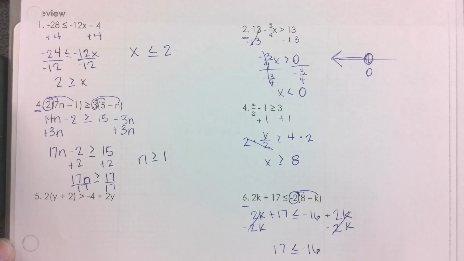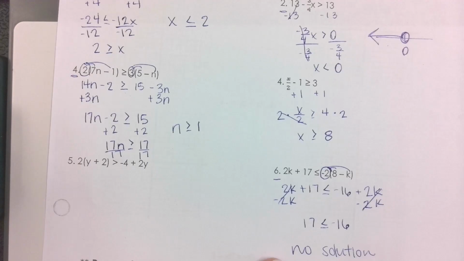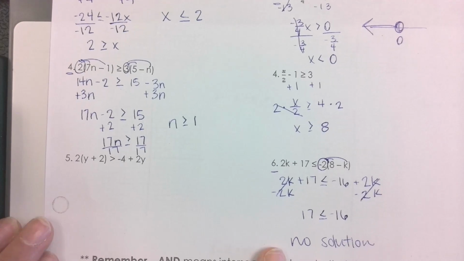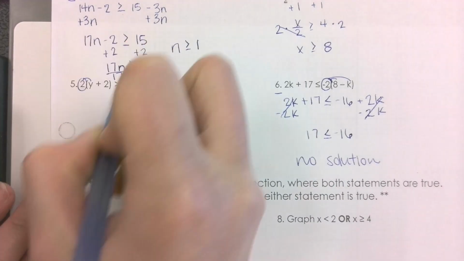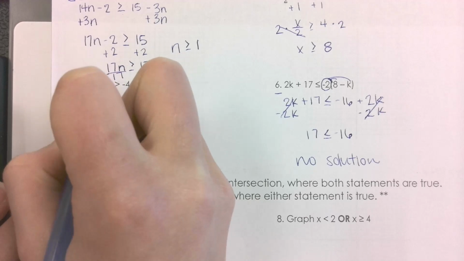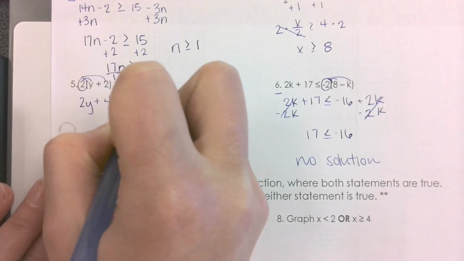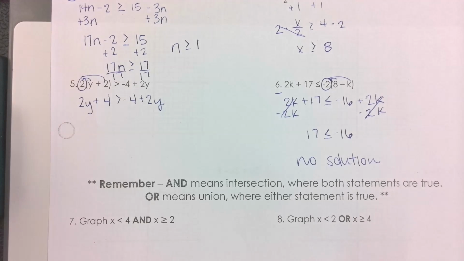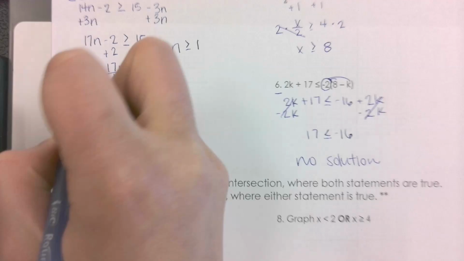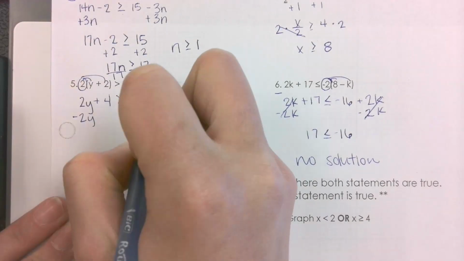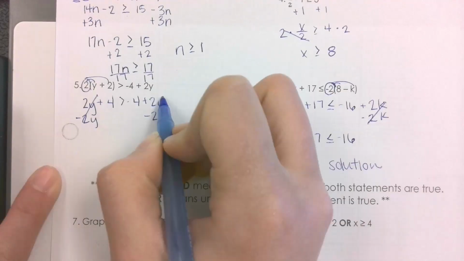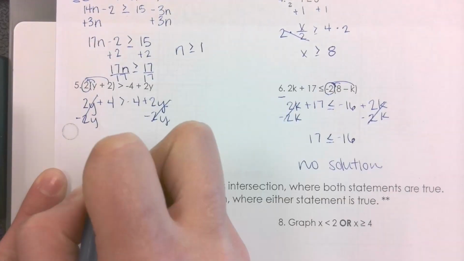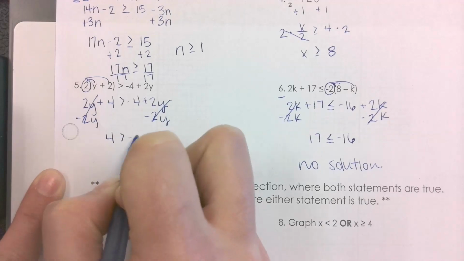All right, number 5. Aiden, what should we do first there? Plus 2y. Good. All right. Kirsten, what should we do from there? Subtract 2y because we want to get our variables on the same side, yeah? So what is 2y minus 2y, y'all? 0. And then what is 2y minus 2y? 0. So we're left with 4 is greater than negative 4. Is that true? Yeah, that's all we know.